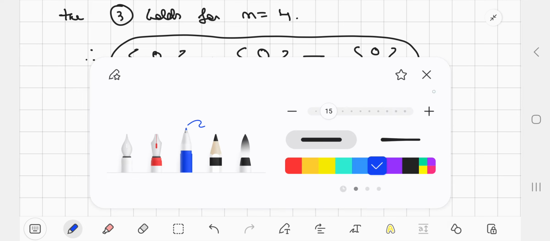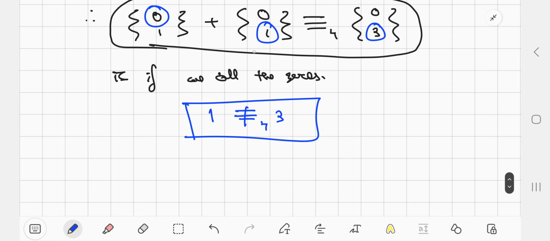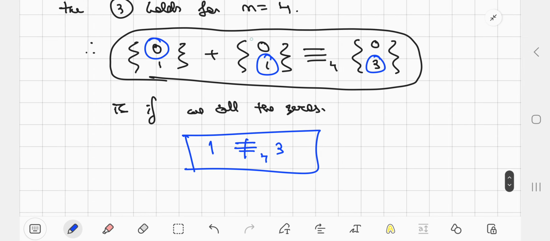Suppose we have 0 here, we have 1 here and we have 3 here. Will it satisfy the equation? 1 is not congruent to 3 modulo 4 clearly, right? So I can only assume value 0 on the left hand side. On the right hand side, if I assume 3, 0 is not 3 modulo 4, therefore 3 cannot be a possibility. The only possibility is that 0 plus 0 is congruent to 0 modulo 4.